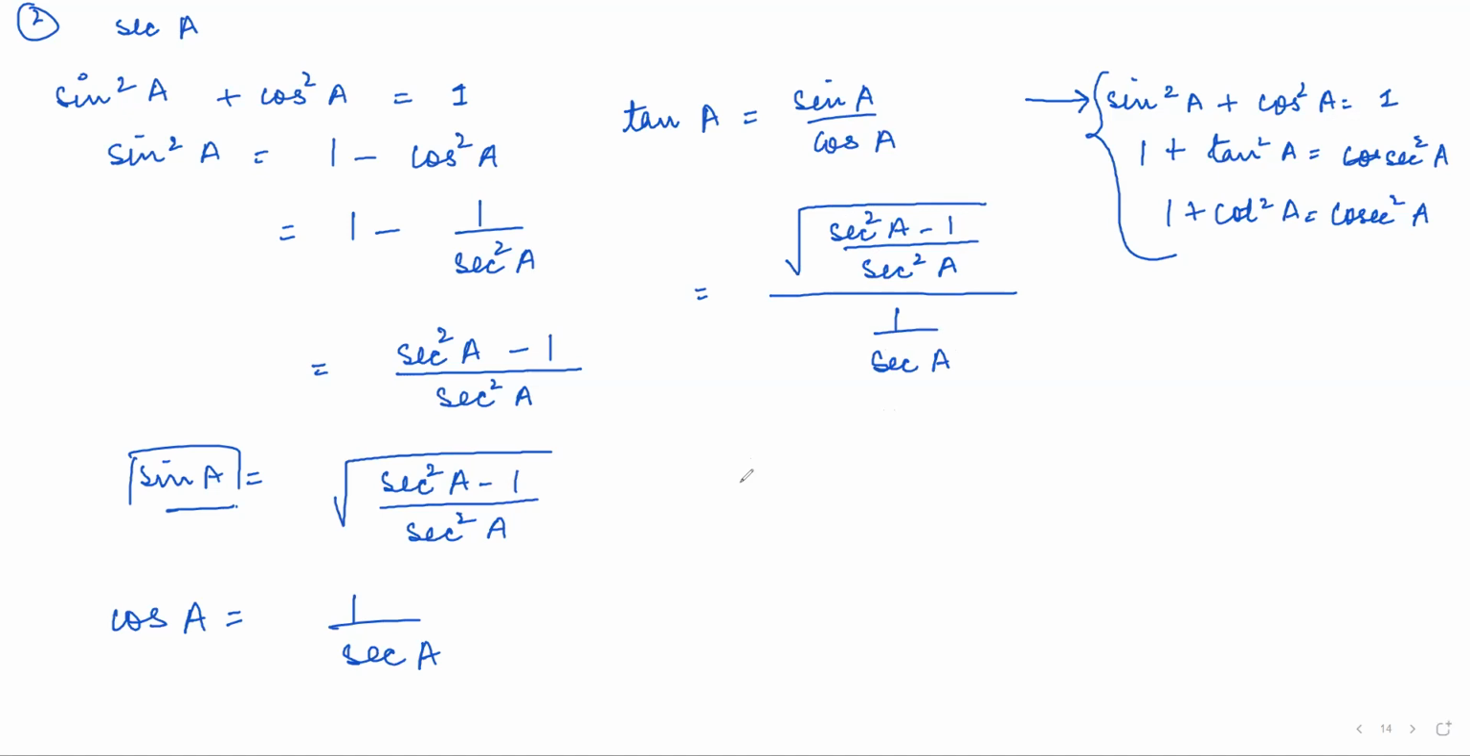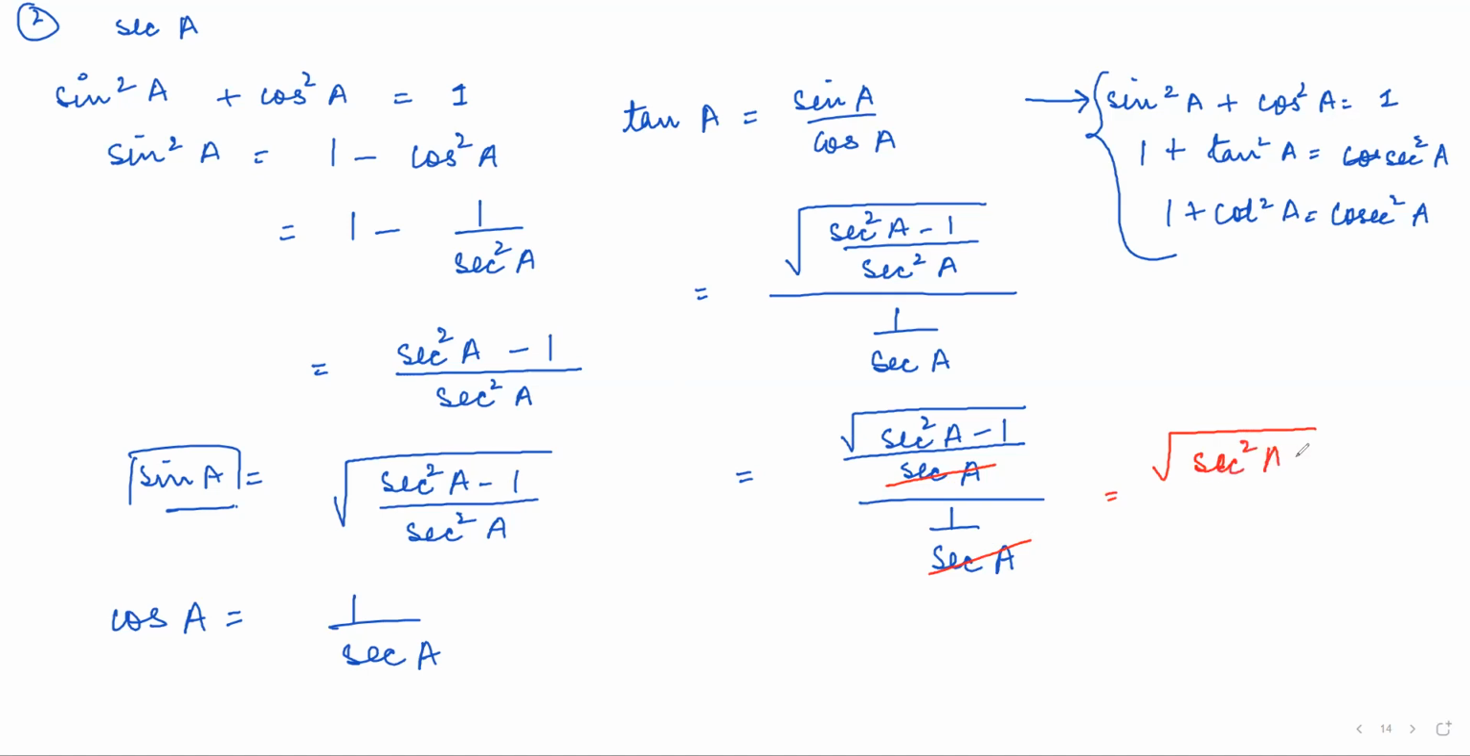Okay. Now, if I just take sec square A minus 1, and in the denominator you have square root also, square also, it simply becomes sec A. And then 1 upon sec A, right? So you have the same denominator, so it cancels out. Or you can just multiply like that. So you are left with sec square A minus 1 divided by 1, and that becomes sec square A minus 1. So you have also expressed tan A in terms of sec A.